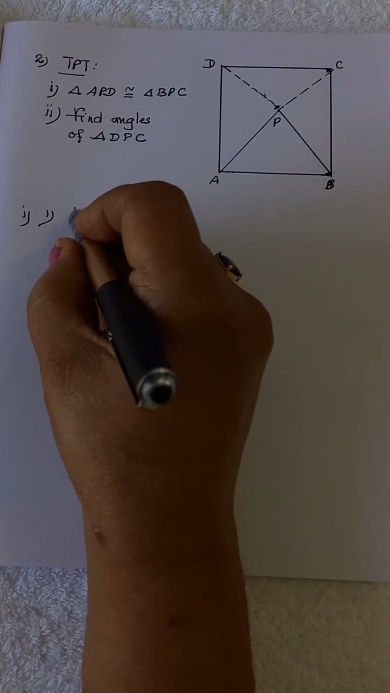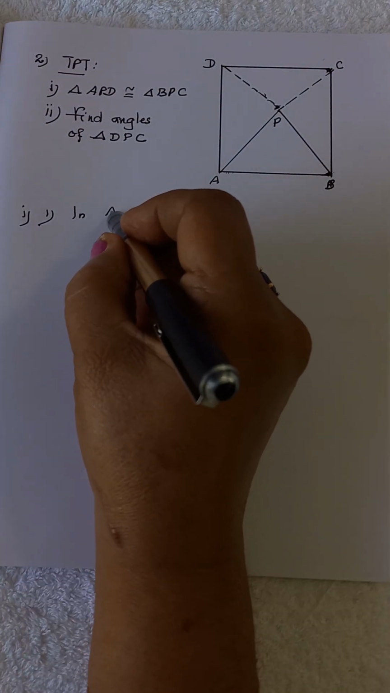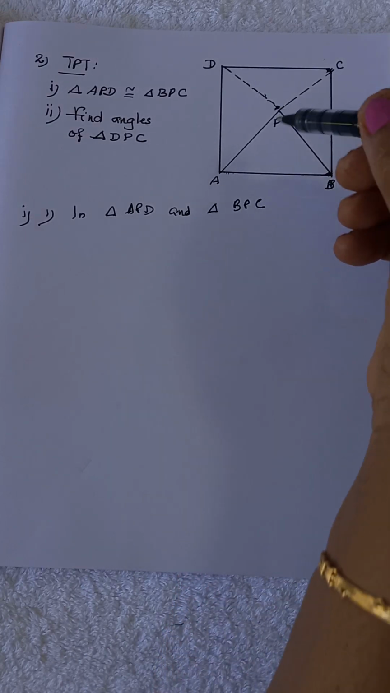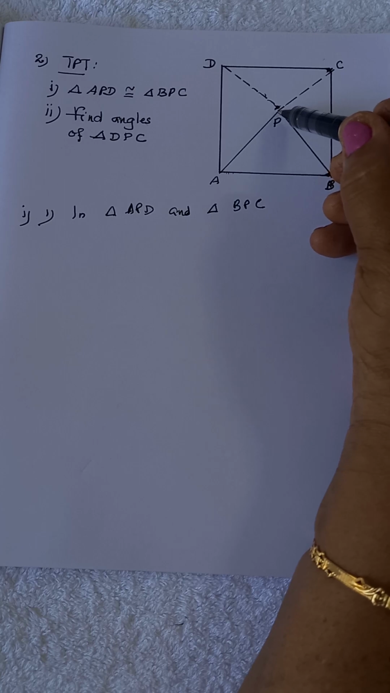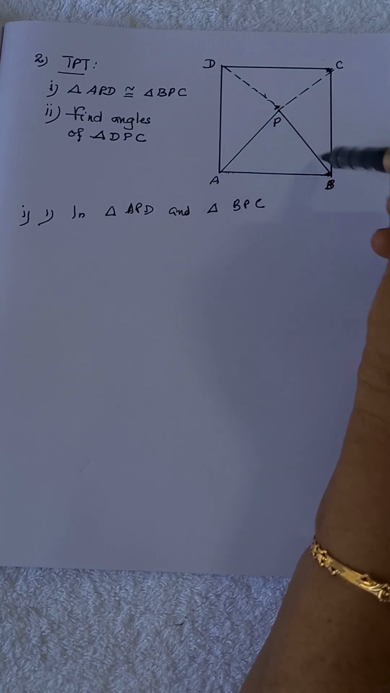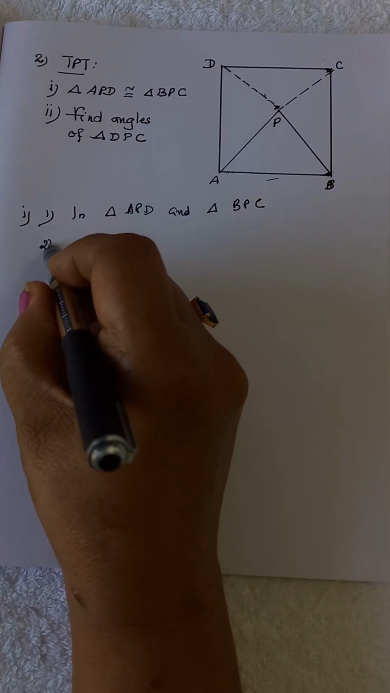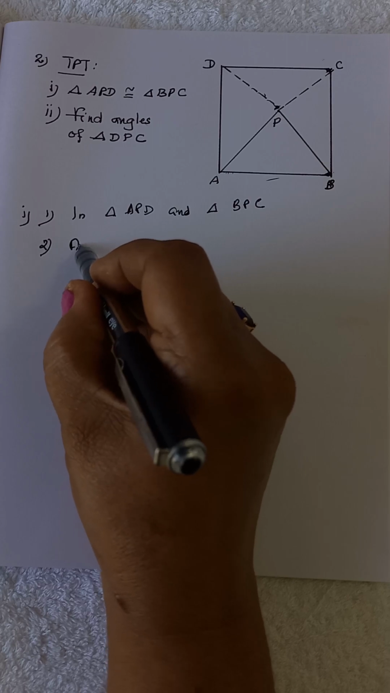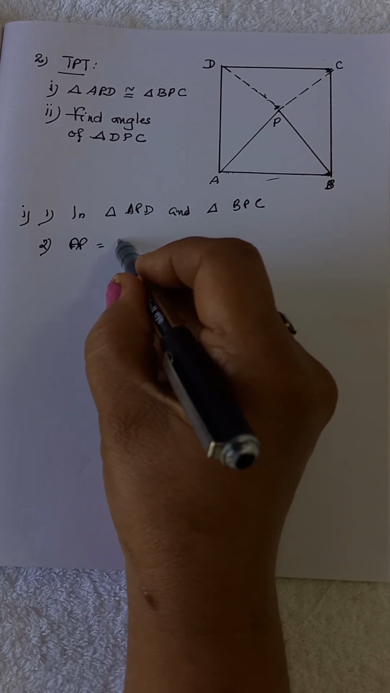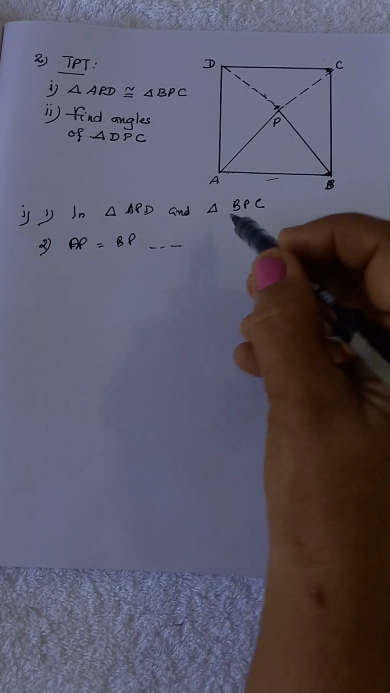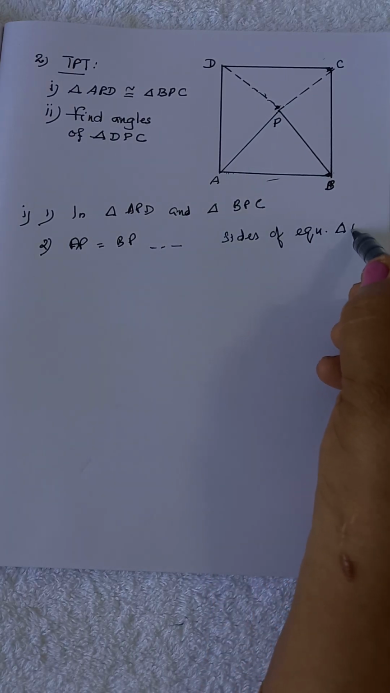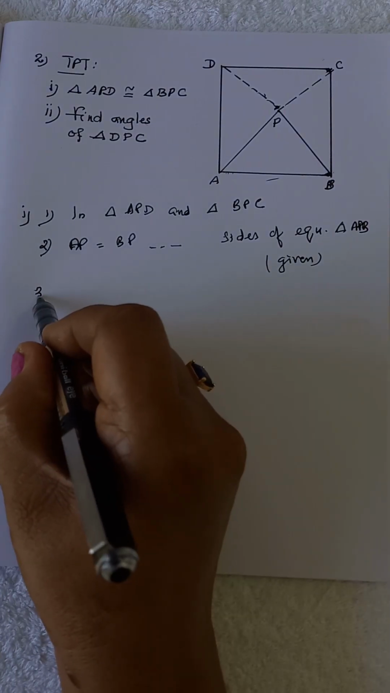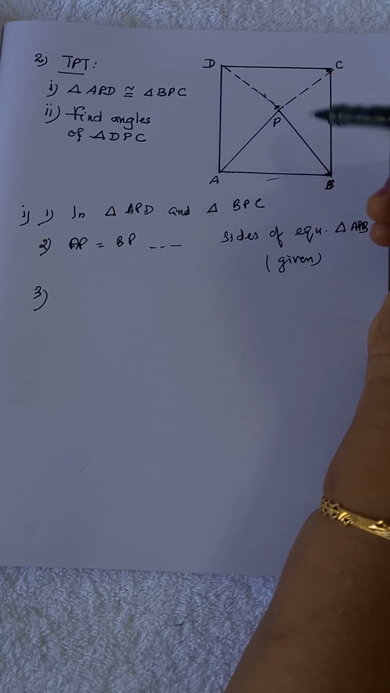So let us write the first point. In triangle APD and triangle BPC, here this AP is equal to BP, as this is an equilateral triangle, these are sides of the equilateral triangle. So we can write AP is equal to BP. Reason: sides of equilateral triangle APB, which is given.